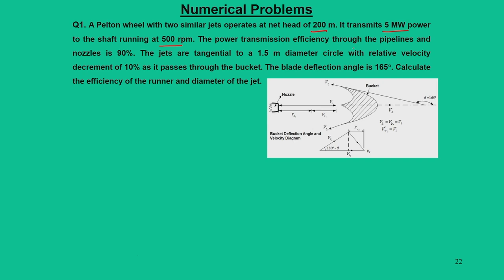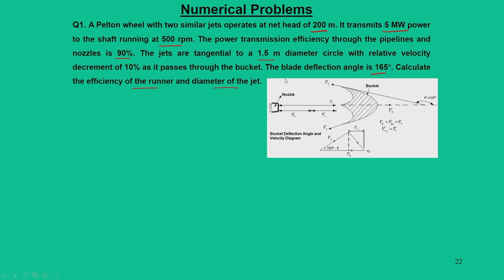The transmission efficiency through the pipeline and nozzle is 90%. The jets are tangential to a 1.5 meter diameter circle with relative decrement of 10% as it passes through the bucket. Blade deflection angle is 165 degrees. We need to find out the efficiency of the runner and diameter of the jets.